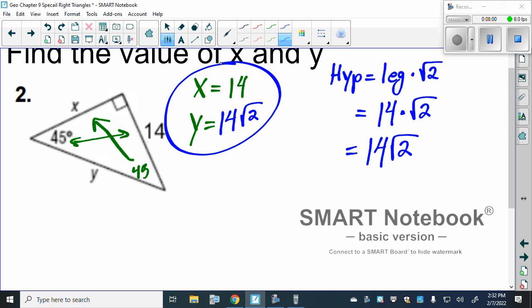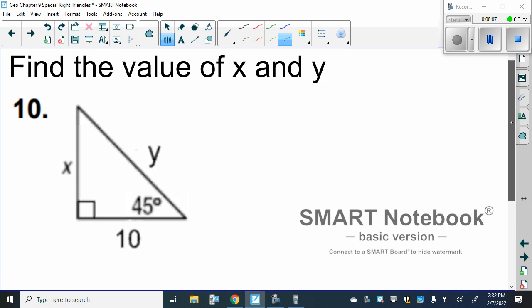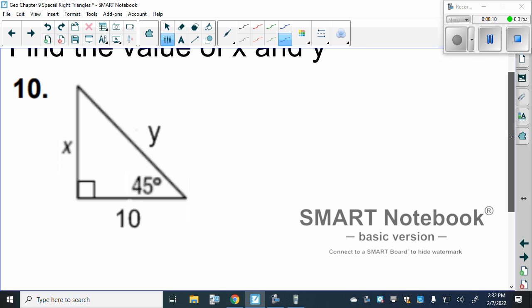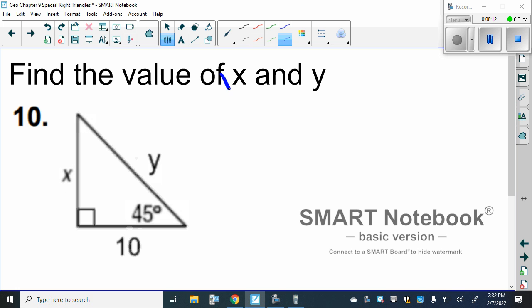Questions on this here? Be ready for the next one. So looking at this triangle here, are we looking at a 45, 45, 90 or 30, 60, 90? Because we have a 90-degree angle and a 45, so this one up here has to be 45.